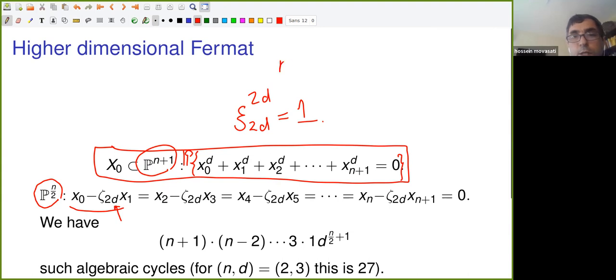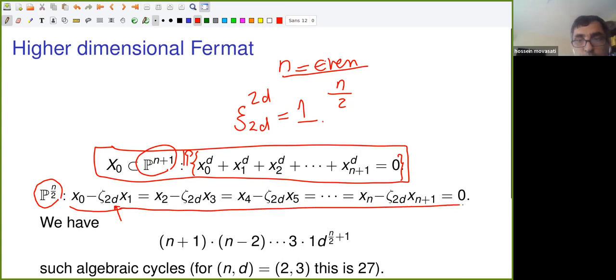In any case, in the whole talk, n will be an even number, because I will talk about Hodge cycles, algebraic cycles, just of dimension n over 2. So n will be an even number, and you see that I have this projective space inside the Fermat variety. From now on, I will call them algebraic cycles.